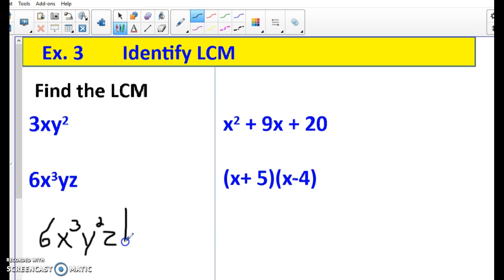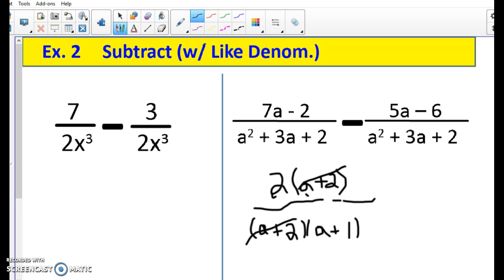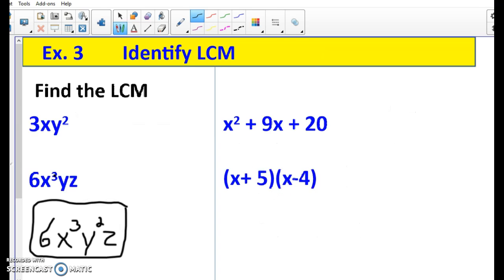Do not confuse least common multiple and greatest common factor. Least common multiple: what's the smallest number and variables that you can turn both of these into? Greatest common factor: what's the biggest thing you can pull out? Like we did greatest common factor here when I had 2a plus 4. I found the greatest common factor was 2. Here, least common multiple, the lowest number that both of these go into.